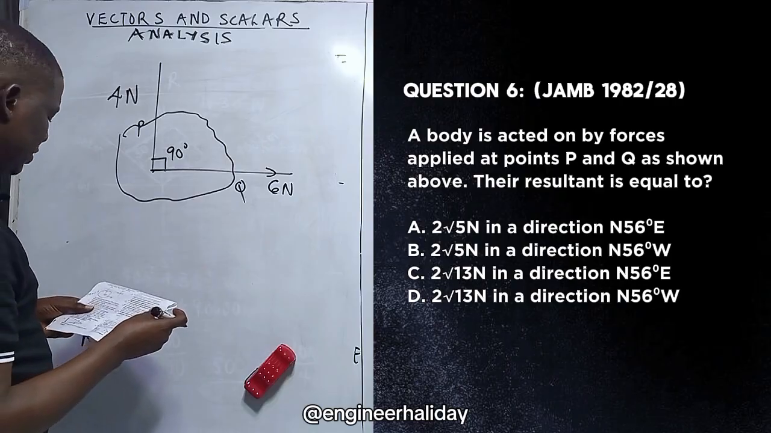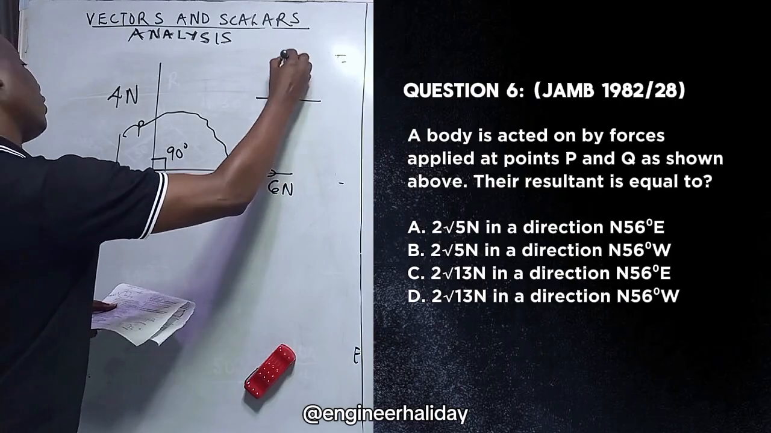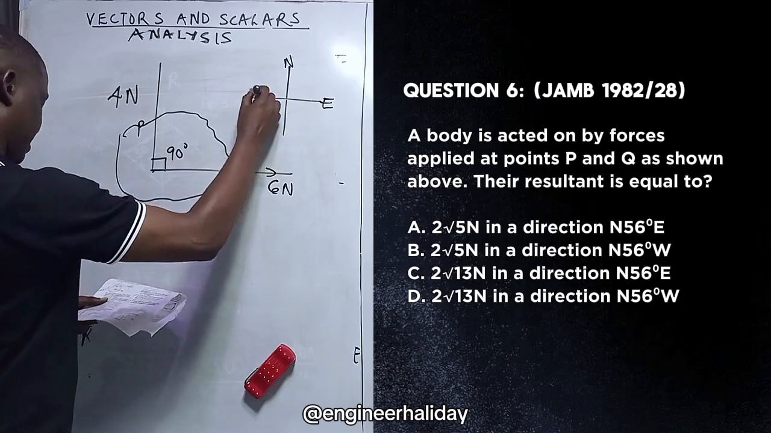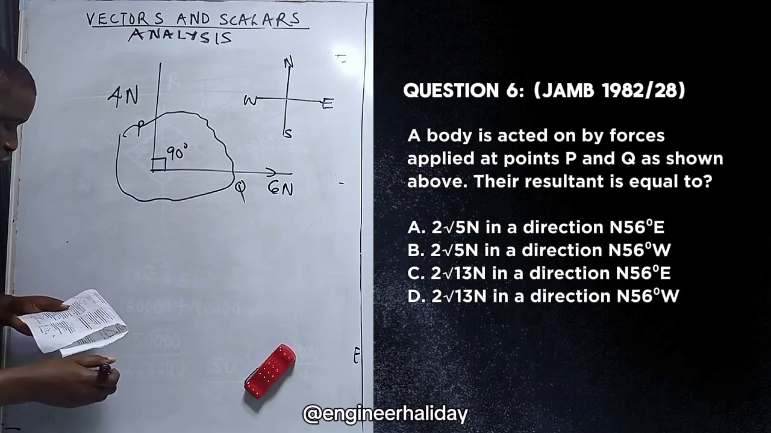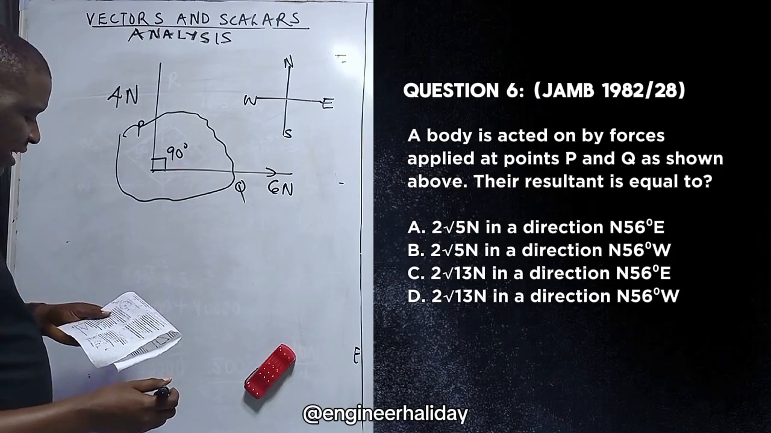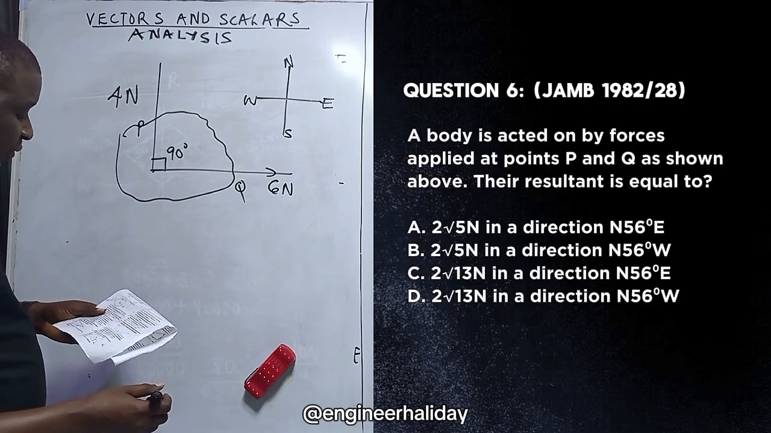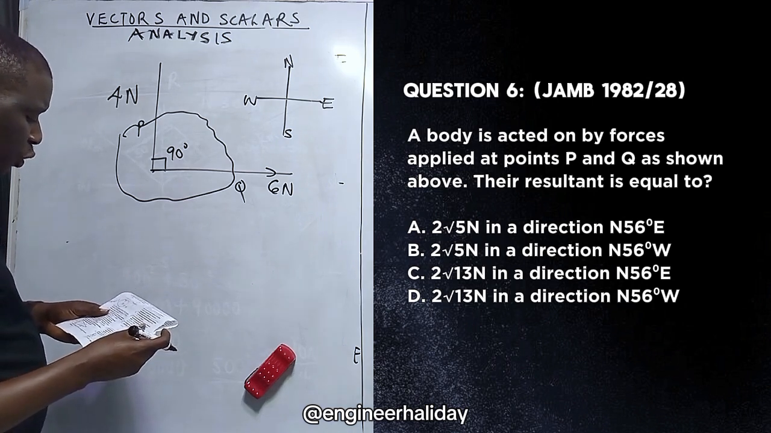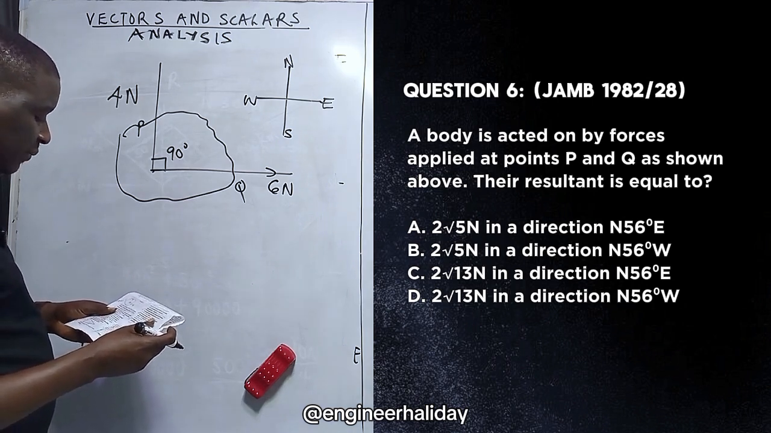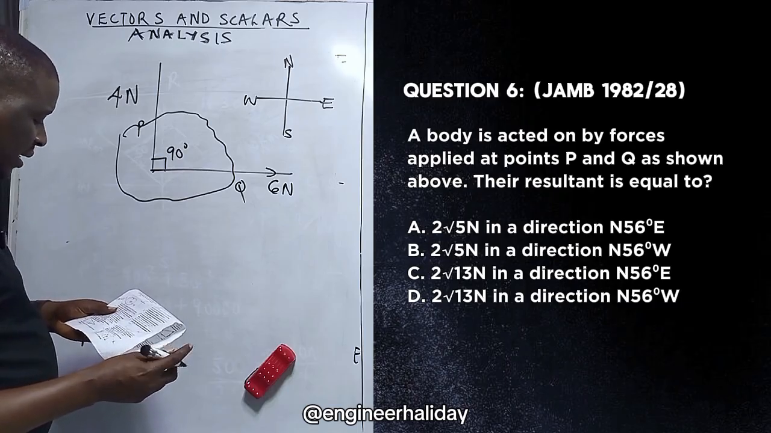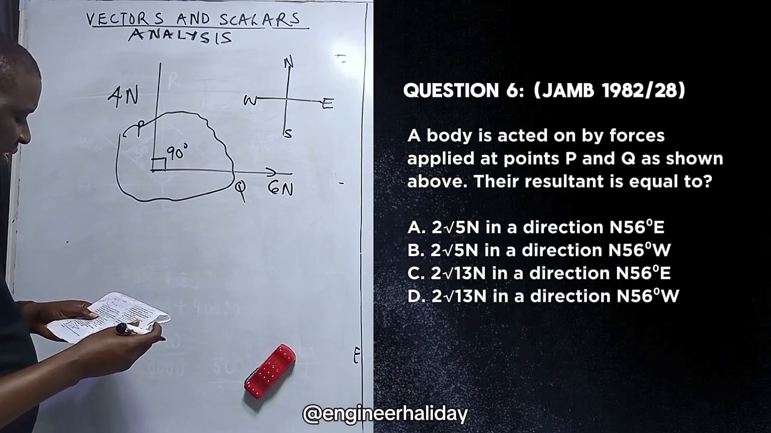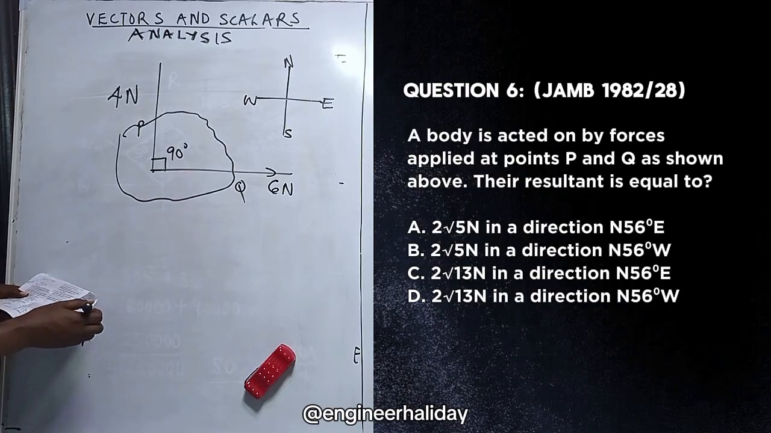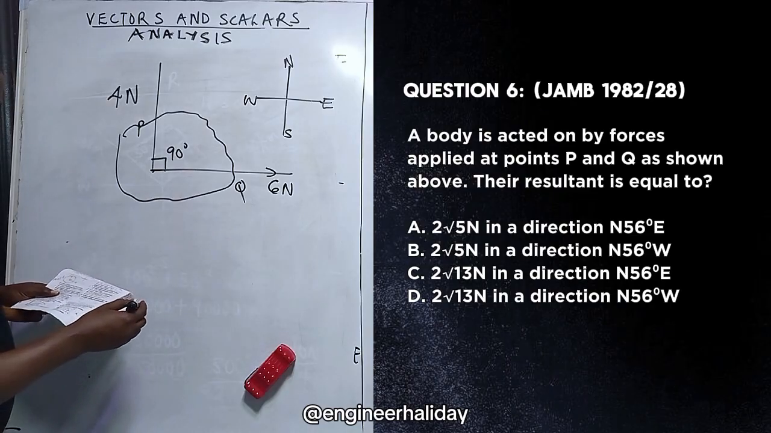The resultant is equal to dash. They draw north, east, west, and south, which does not matter. A says 2 root 5 Newton in direction of north 56 degree east. B says 2 root 5 Newton in direction of north 56 degree west. C says 2 root 13 Newton in the direction of north 56 degree east, and D says 2 root 13 Newton in the direction of north 56 degree west.